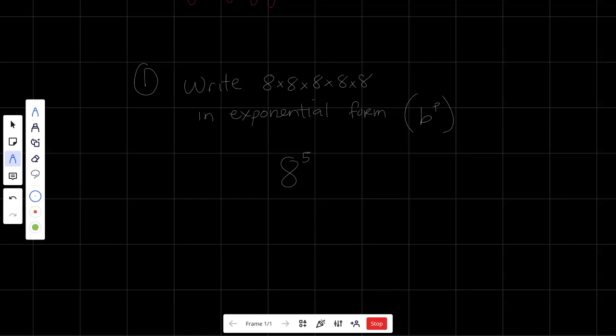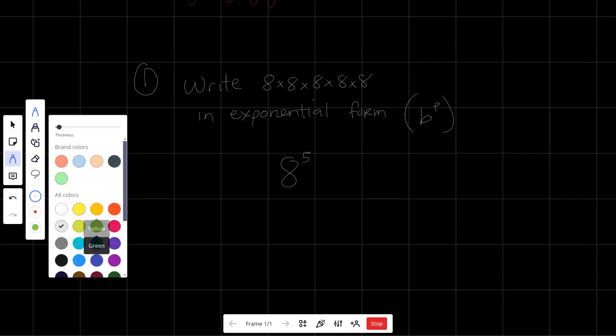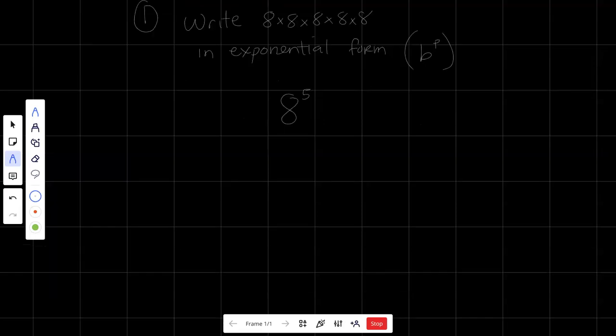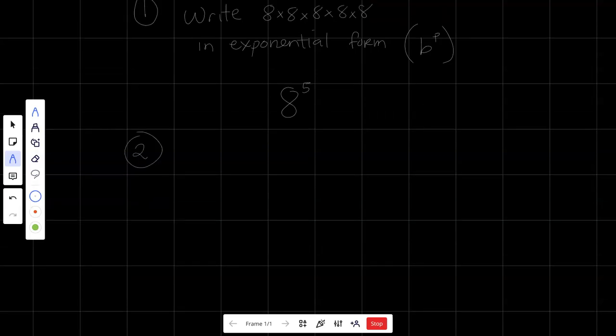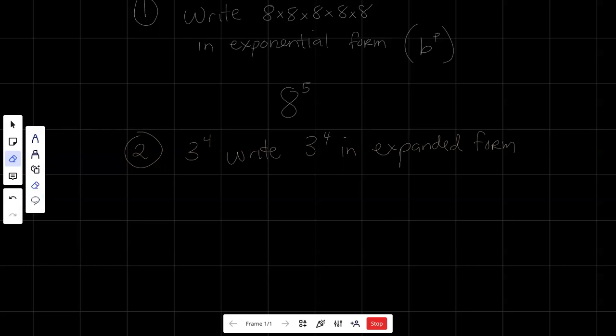And as you can tell from that example, it's very nice to use exponential form. It takes less writing and it also is quicker to say. Let's do another example. So let's take 3 to the 4th and we're going to write 3 to the 4th in expanded form. So 3 to the 4th is already in exponential form.